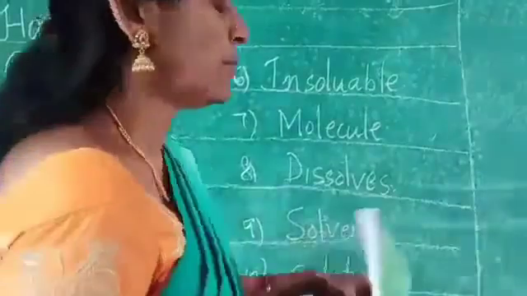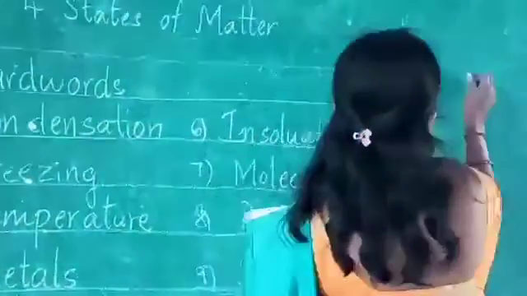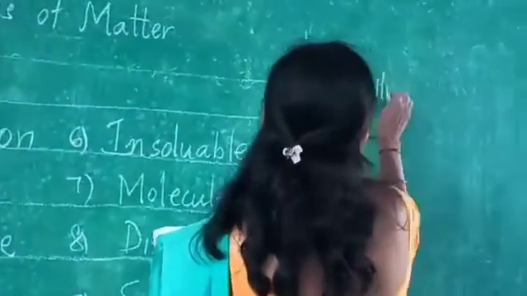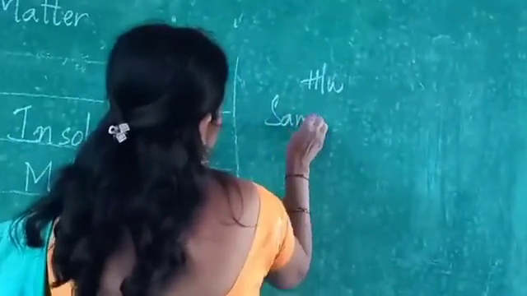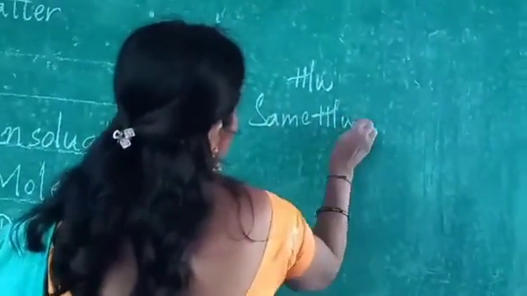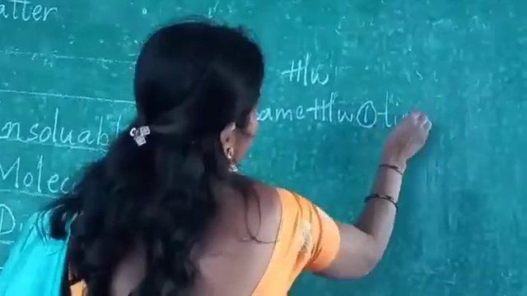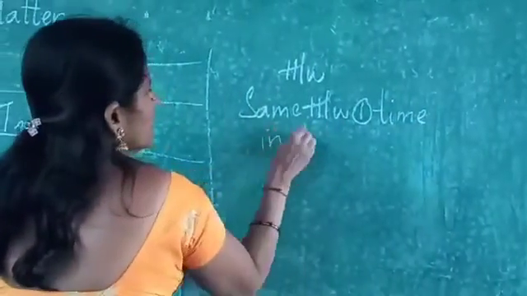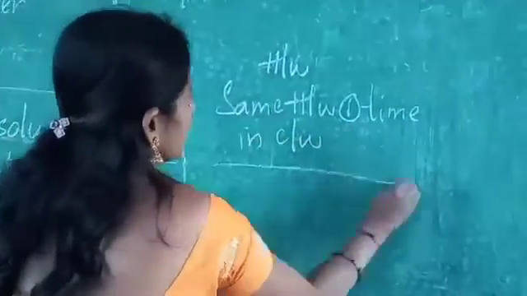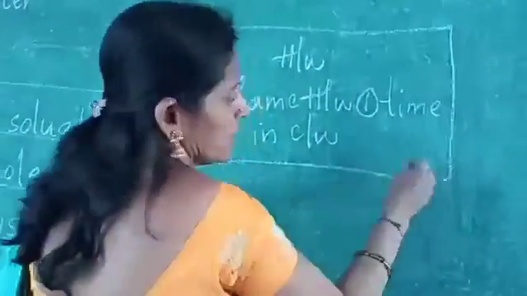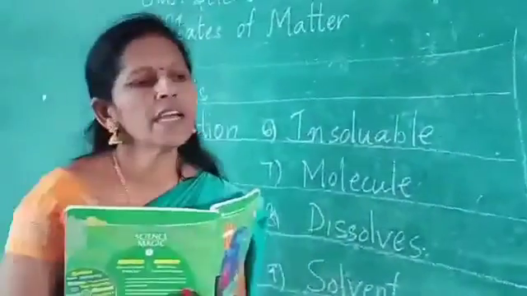Okay, now I am going to give homework, beta. Same homework. One time in classwork, write neatly and keep forming the homework, beta. Okay? Thank you, children.